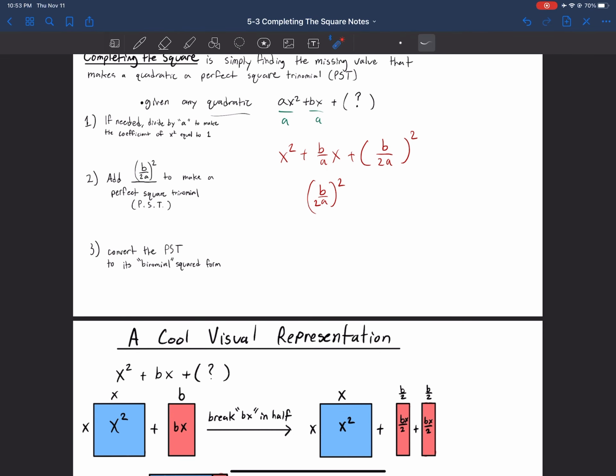So we usually take this whole thing and convert it to its binomial squared form. So that's going to look like something squared. In this case, the first term, x squared, is going to be written as x. The last term, b divided by 2a squared, well, we know its root. It's b over 2a. We add it, and then there's our perfect square trinomial, ready to be square rooted whenever needed.